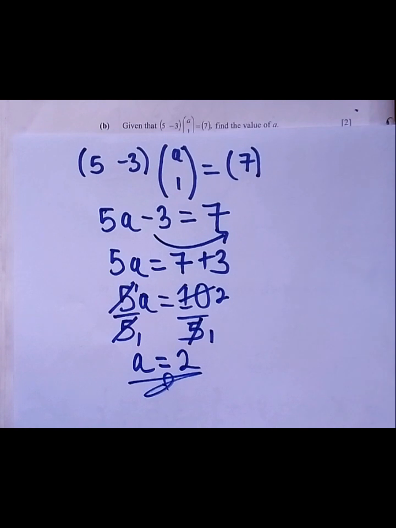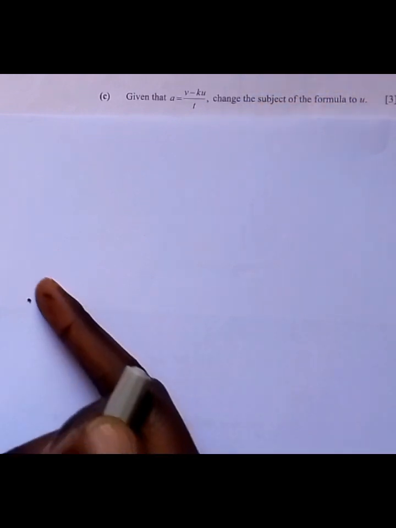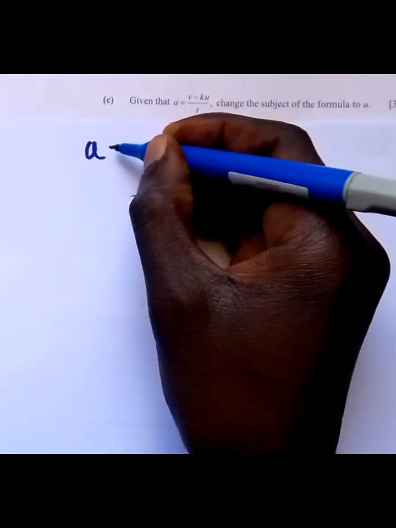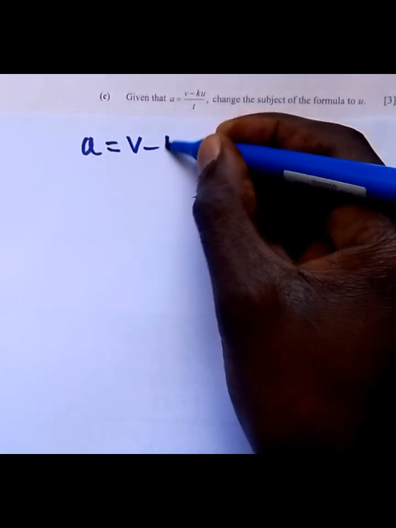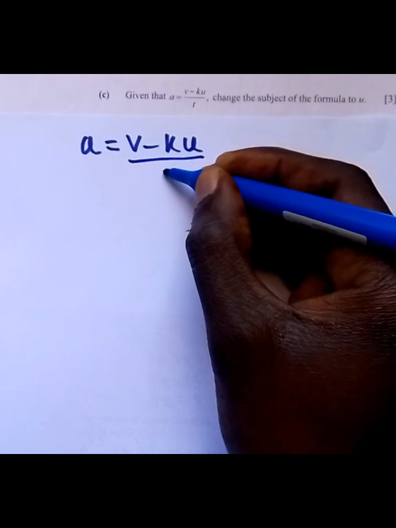So we now go to 4c. Question 4c reads, given that a is equal to v minus ku over t, change the subject of the formula to u. The subject of the formula is a, so we have to express u in terms of these other letters. Since on the right side there's a fraction, we write it the way it has been given, a equal to v minus ku, everything over t.